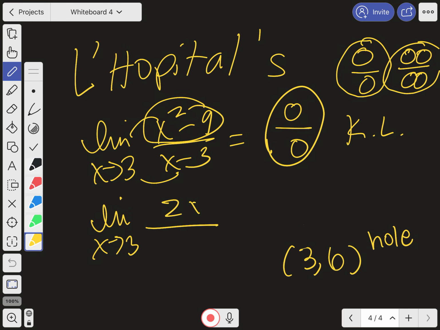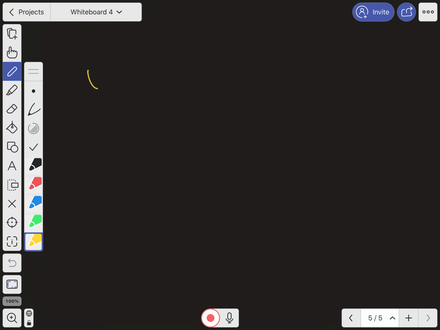Then you can take the derivative of the top, which is 2x, and the derivative of the bottom, which is 1, and then you can fill in 3. 2 times 3 is 6, and you get the limit. Now be careful, it is not the quotient rule.